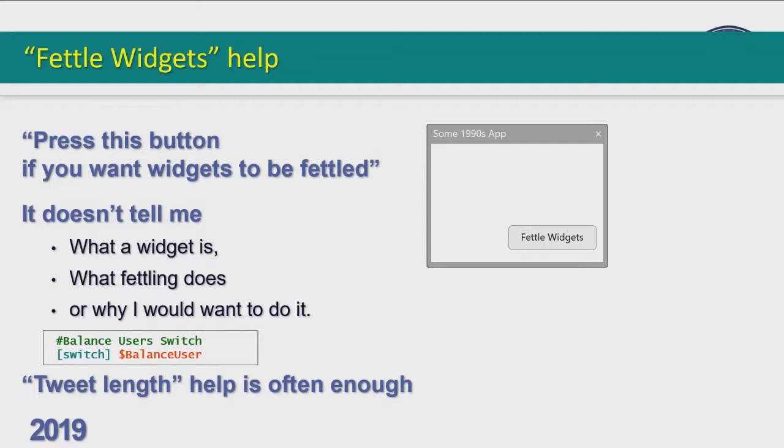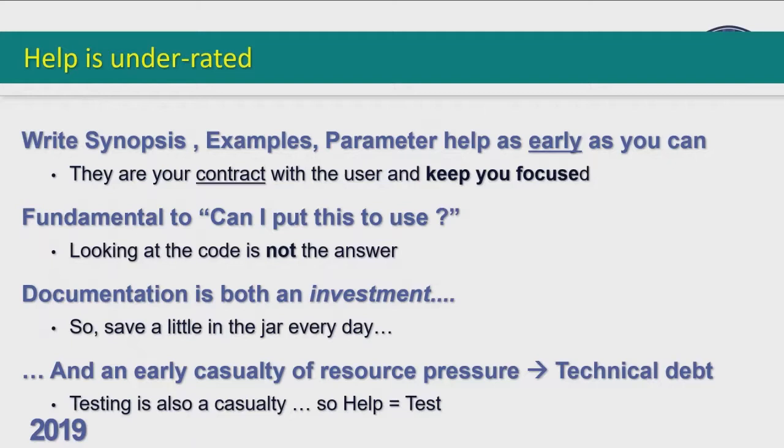Now, help is much underrated. If you write the synopsis at the beginning, almost as the first thing you do after writing the function name, and you write examples of how it works, and you label the parameters, that is going to be a benefit. But those examples are like a contract with the user for what the function actually does. It also keeps your mind on the task in hand.